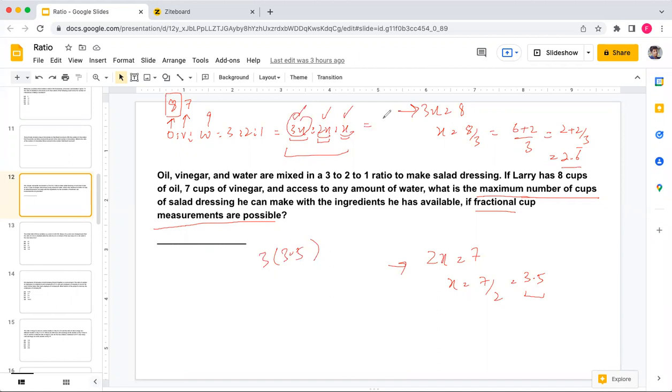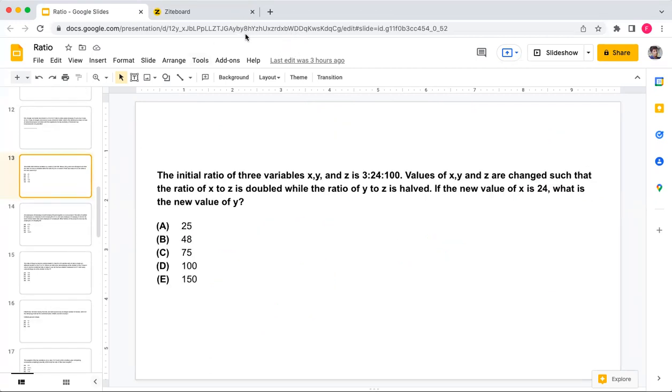So that's why what is this? 3 plus 2 plus 1, 6, 6X. So 6 into 2.6 is exactly 16 by 3, no, 6 into 8 by 3, which is 16. So 16 cups are possible based on the scenario provided to us. Anyone got the point? Yeah.